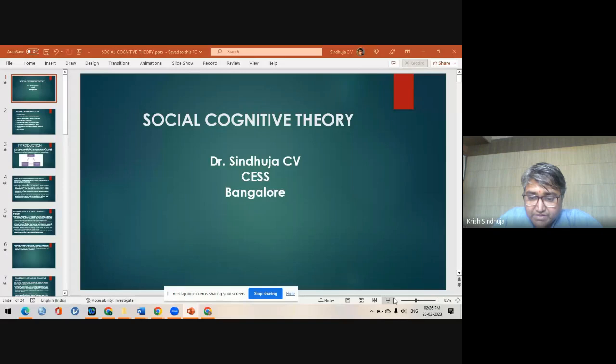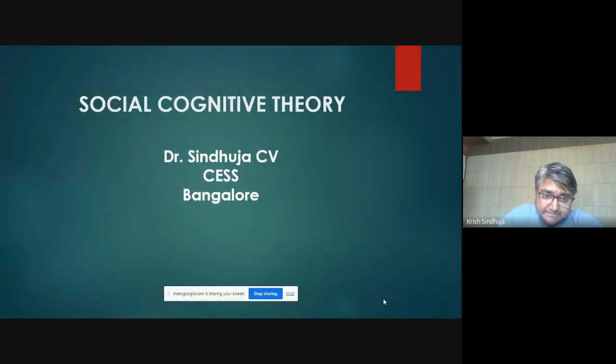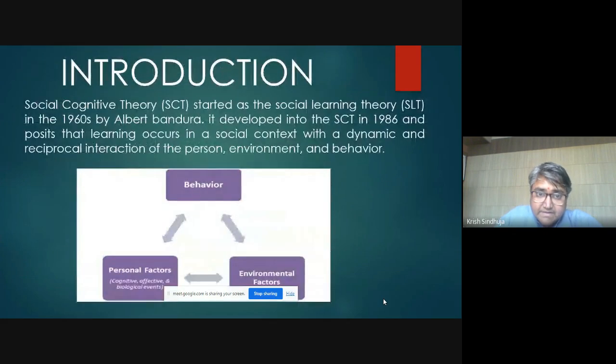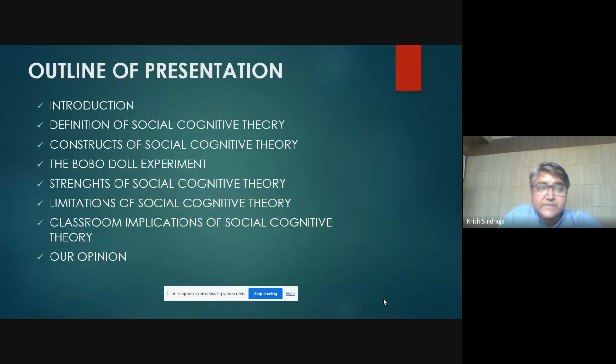So, social cognitive theory. Hope it is visible on the screen. In today's class, we'll be focusing on the different constructs, and one famous experiment that is the key foundation of the theory. We'll also cover the strengths of this theoretical framework, its limitations, and the classroom implications.